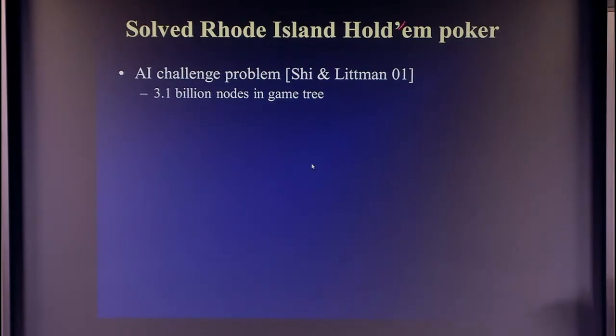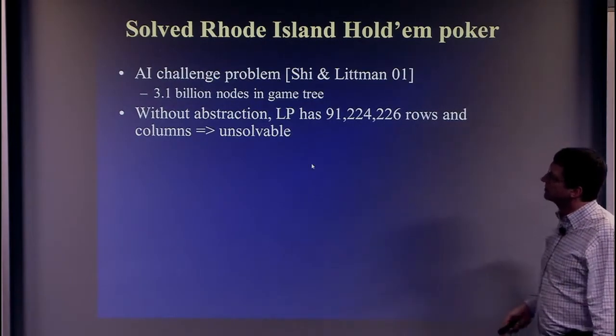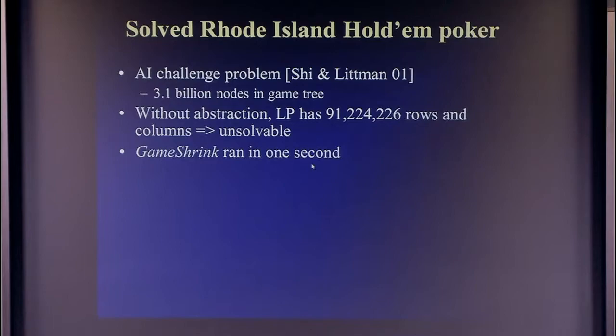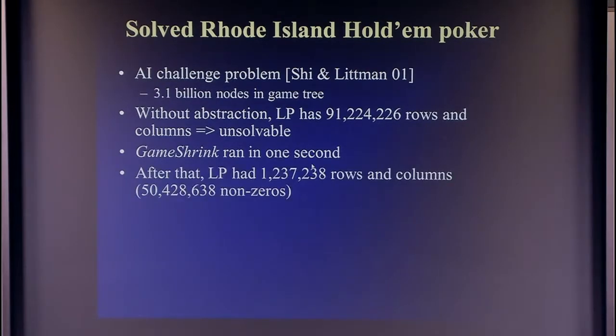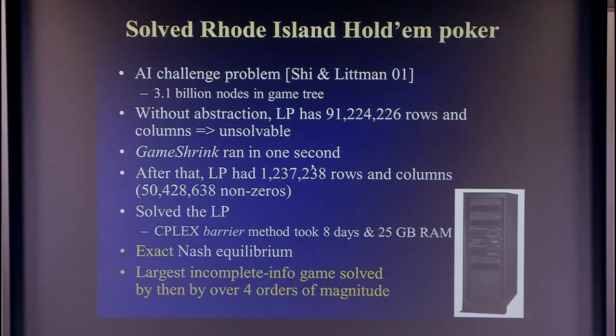So we used it to solve Rhode Island Hold'em, which was an AI challenge problem with 3 billion nodes in the game tree. Without abstraction, the sequence form LP had 90 million rows and columns, so it was too big to solve. The GameShrink abstraction algorithm ran in 1 second, and then the remaining LP had 1.2 million rows and columns. At that time, it was just barely solvable with a little supercomputer in my lab. So we found the exact Nash for this, and that was the largest incomplete information game solved by then by over four orders of magnitude. The biggest one before that had 140,000.